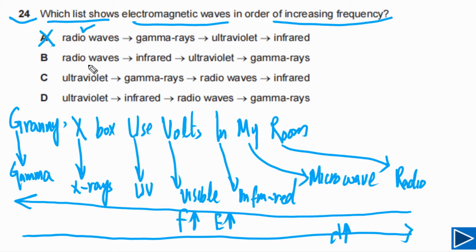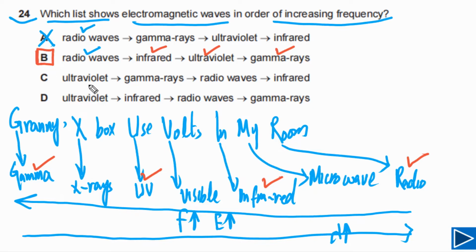If you look at option B, we have radio waves. So the first one we have radio waves. Then we have infrared. Infrared is here. Then we have ultraviolet. So you can see ultraviolet is here. And the last one is gamma. Gamma rays. So this is in order of increasing frequency. So B is correct option.